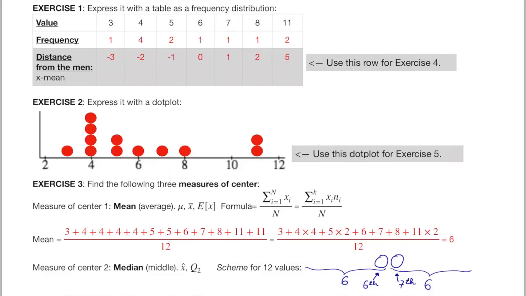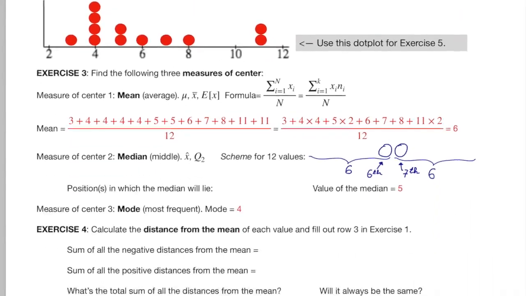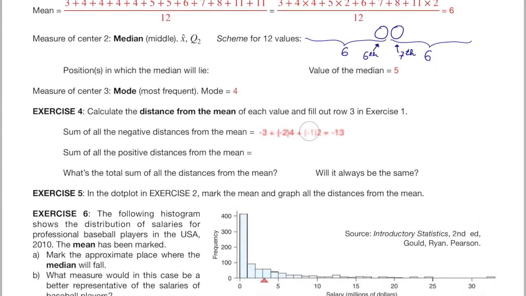Let's add now all the positive distances. 2 individuals are 5 units away. This means 10 units away in total. With 2 more here and 1 more here, a total of 13 units. Let's add now all the negative distances. 2 individuals are 1 unit below the mean, 4 individuals are 2 units below the mean, and 1 individual is 3 units below the mean. This is a total of -13. Here you see both calculations.